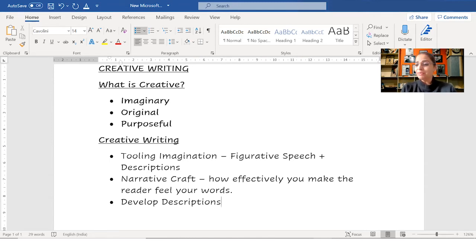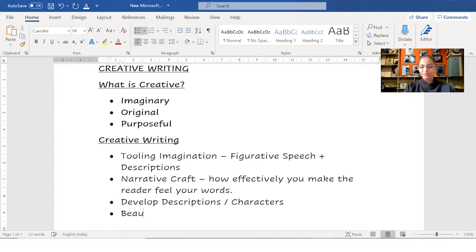You need to develop the descriptions. You have to develop the characters. Okay, I will tell you who the characters are. Characters are basically the real people in the fictional space. So your characters have to look real, right? So you have to develop the descriptions, develop the characters, use the narrative craft, and add beauty.